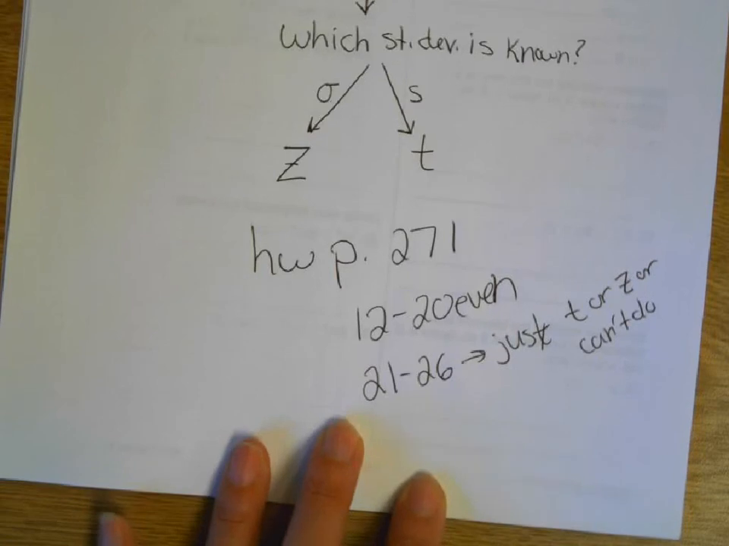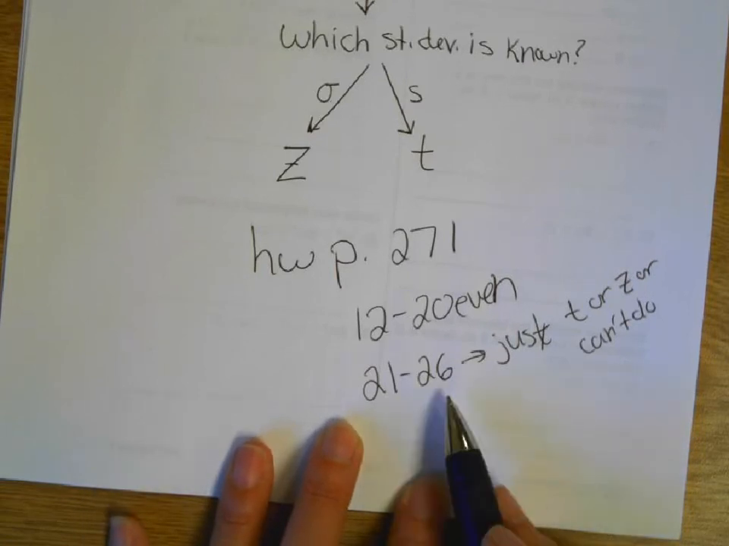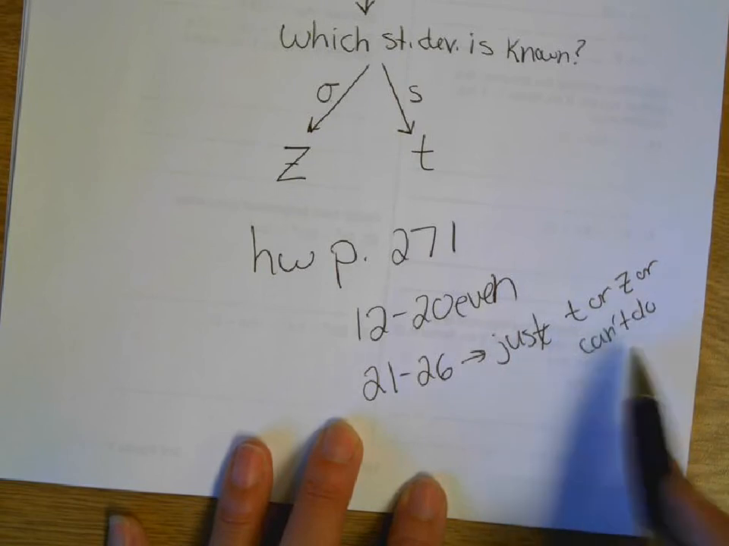Okay, so 12 through 20 is follow the directions, probably find the confidence interval. 21 to 26 is just telling you whether you would do T or Z or can't do.